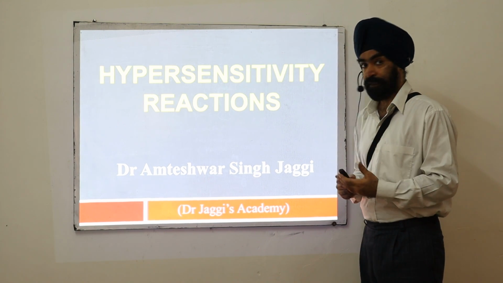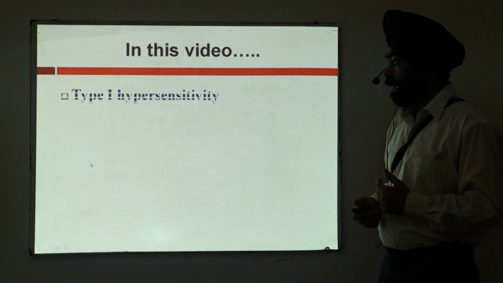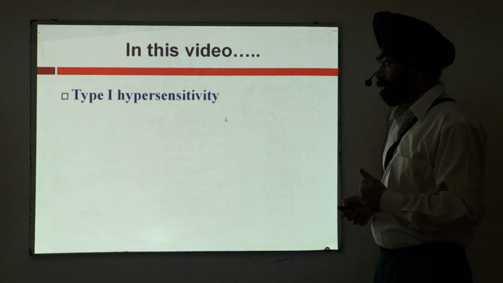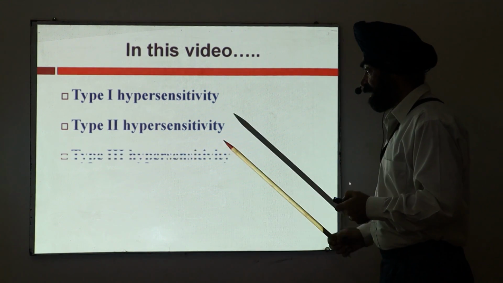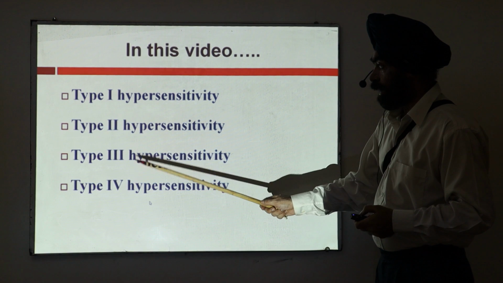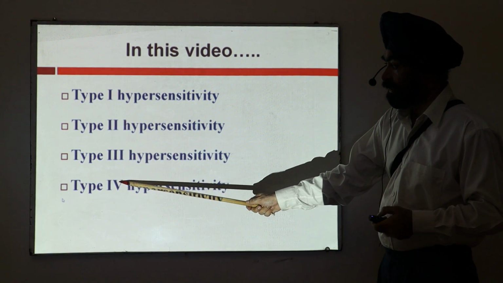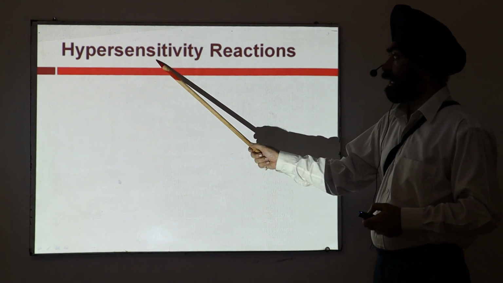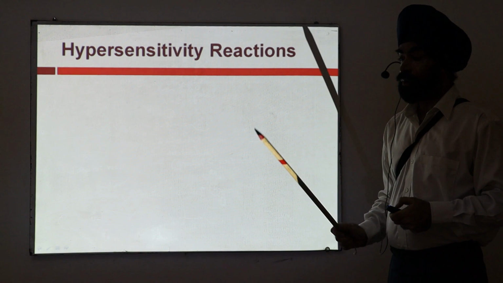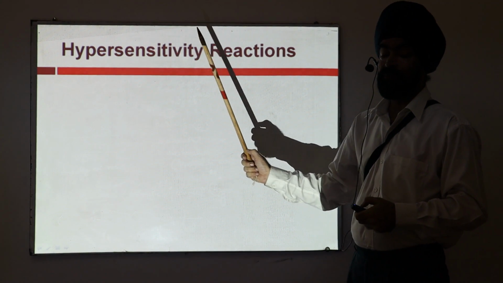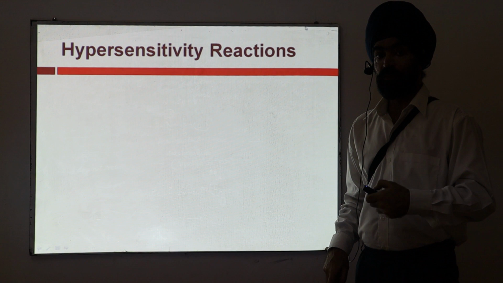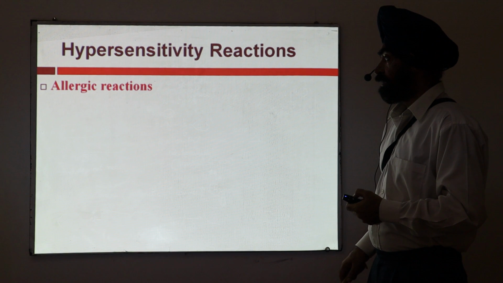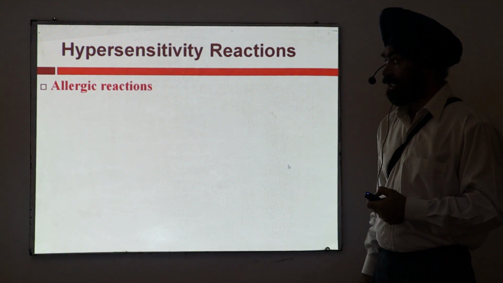So, let's start. In this video, I will discuss four types of hypersensitivities, that is type 1 hypersensitivity, type 2 hypersensitivity, type 3 and type 4. All these hypersensitivities are denoted by Roman numerals. First of all, we will define what hypersensitivity reactions are. Hyper means excessive, sensitivity means the person's responsiveness. The responsiveness of the person has become much more compared to a normal person. So we also call these allergic reactions.